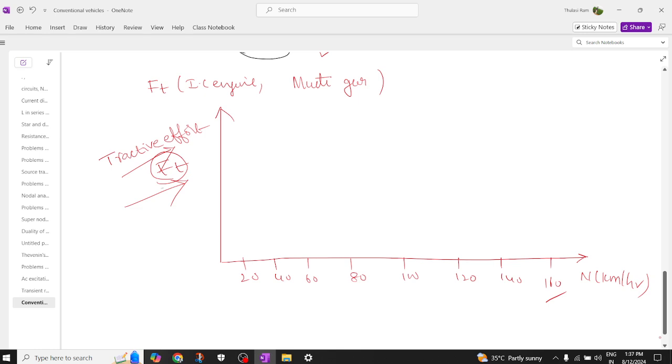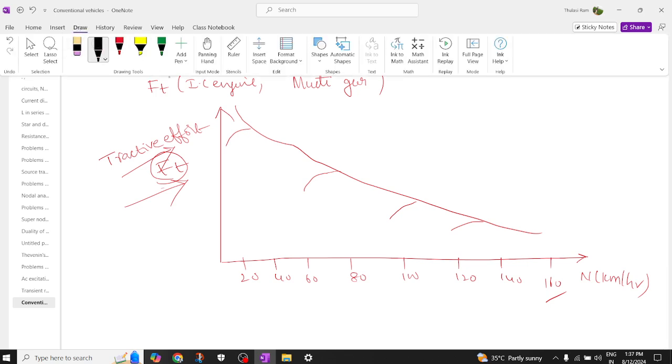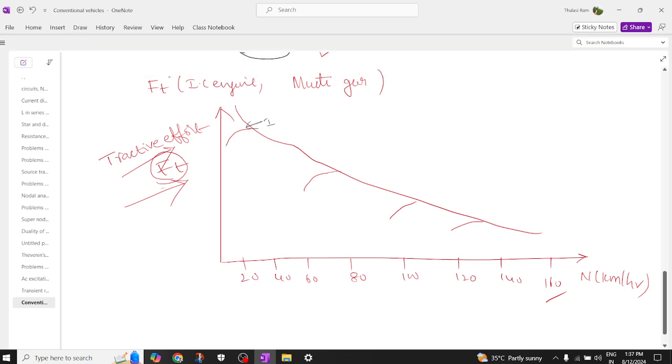With this system you can have a graph like this, which is declining. You have first gear here, second gear here, third gear here, and fourth gear here. Sir, what is the meaning of first gear, second gear, and third gear? This is first gear, this is second gear, this is third gear, this is fourth gear.